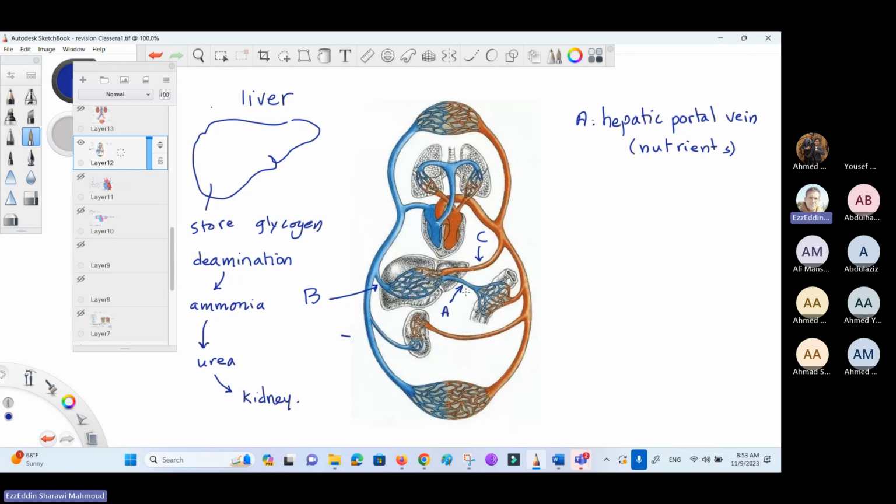It's okay. So let's return to the names again. A is called hepatic portal vein: more glucose, more amino acids. But B, after the process of storage and removing extra amino acids, will be called hepatic vein. Less nutrients. I mean less glucose.